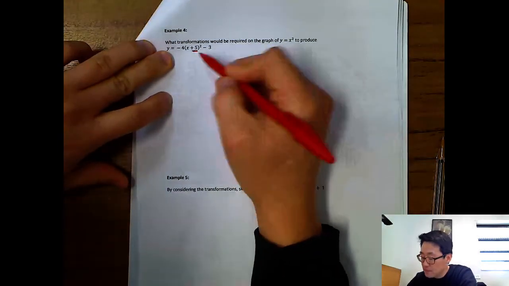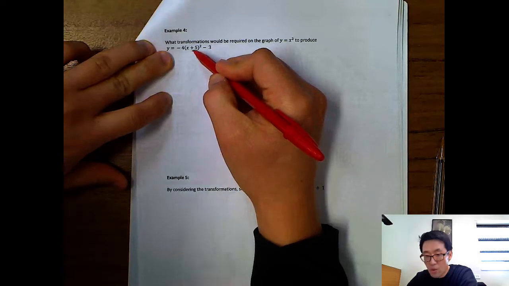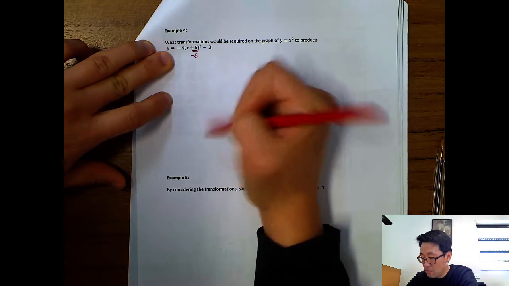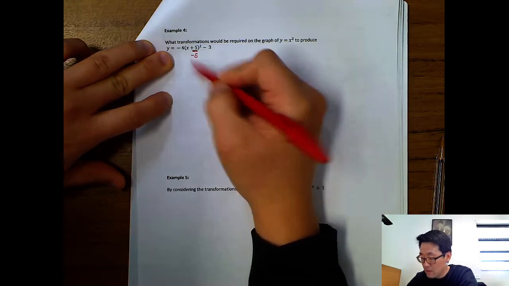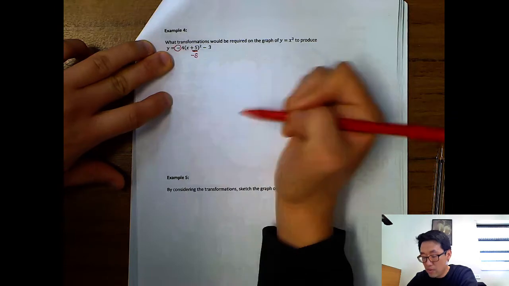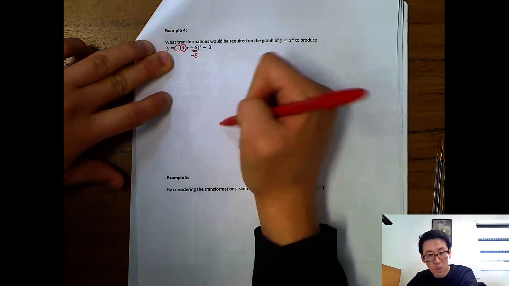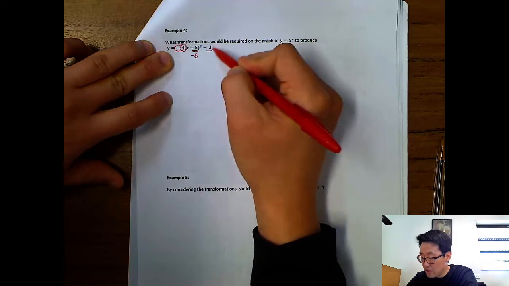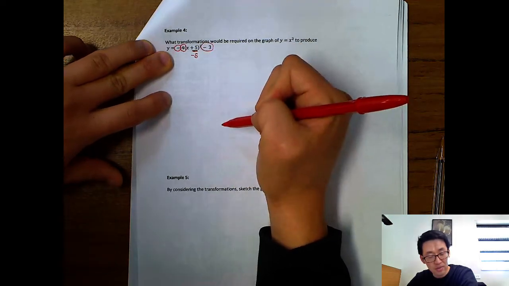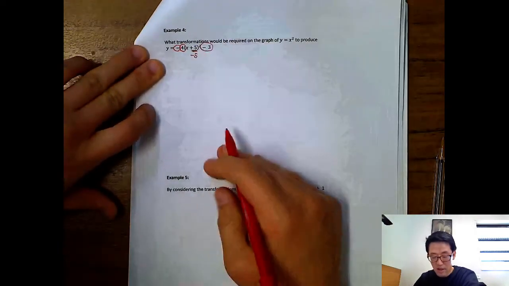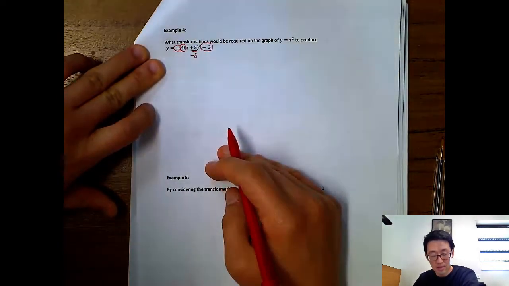Start from here. Horizontally, right and move -5, and then reflect it. Dilation factor is 4. Vertically move -3. Sounds good? And then you can write it down in that order.